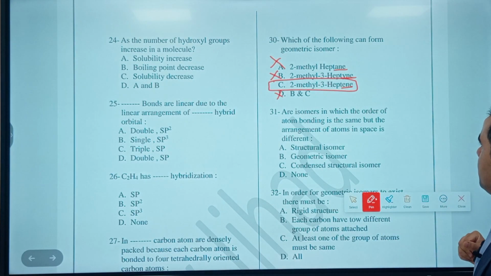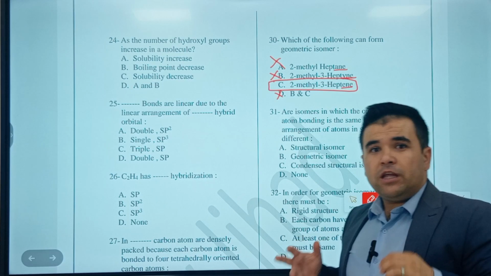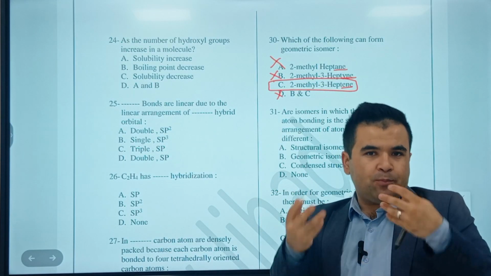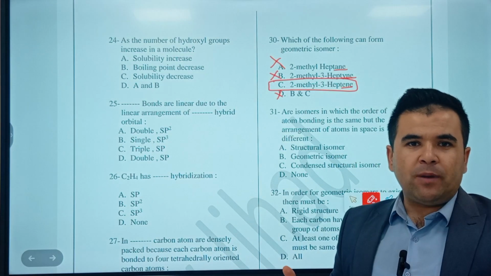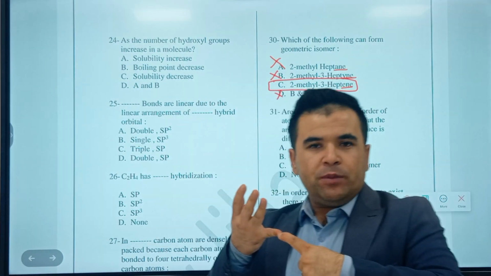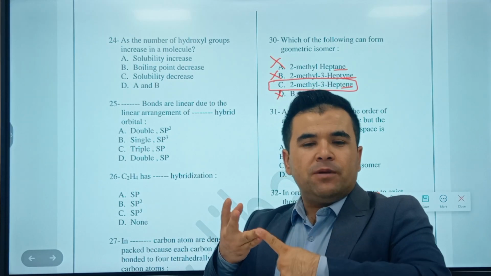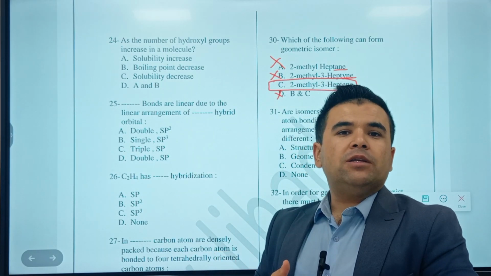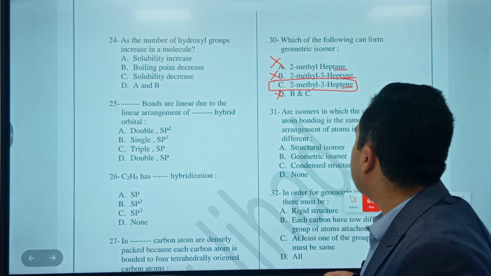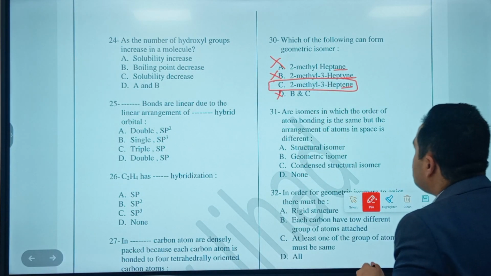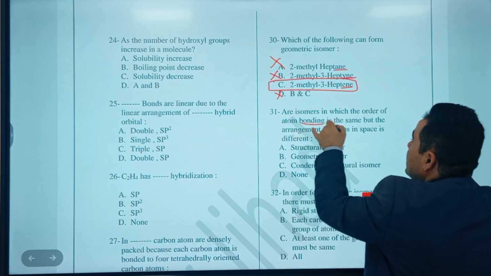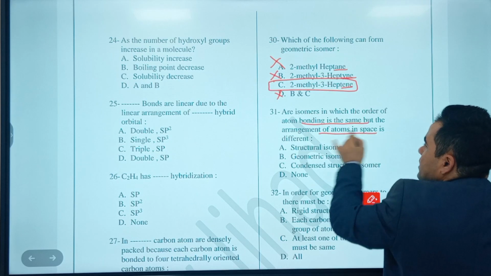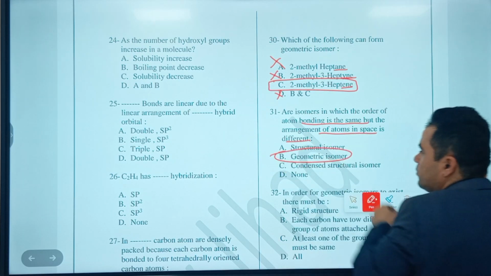In this question, it can be stated like that. If there are two alkenes, we have to draw the structure to know whether it forms geometric isomer by the three conditions of geometric isomer. There should be a double bond, and each of the carbons which form the double bond is attached to two different groups of atoms, and at least one of the groups must be the same. Geometric isomers are isomers in which the order of the bonding is the same, the structure is the same, but the arrangement of atoms in space is different. This is geometric isomer.